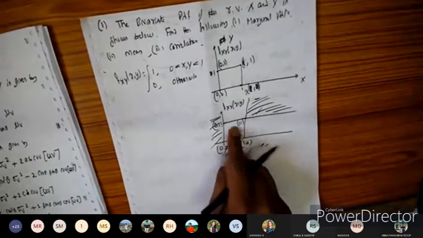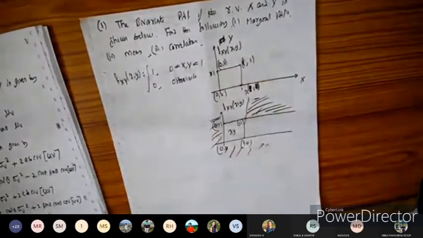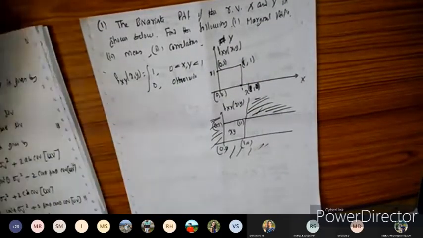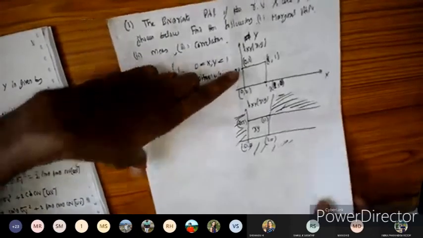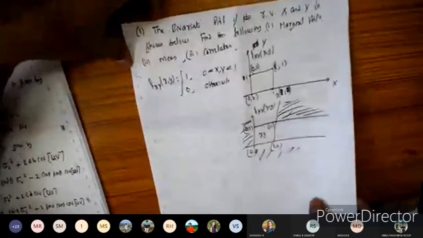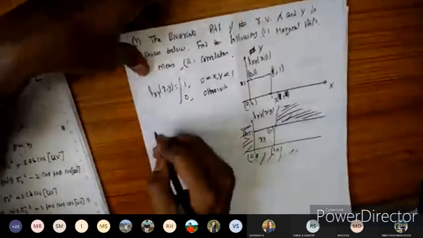Okay, so we are going to find out the marginal PDFs, mean and the correlation. Let us find out that one here. So then we'll find out the mean and marginal PDFs. Let us find out the mean first here. Later we can go for finding the PDFs here.